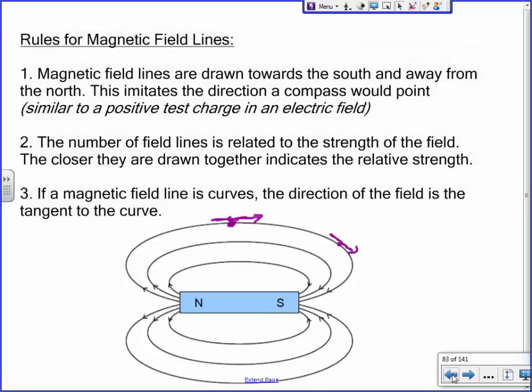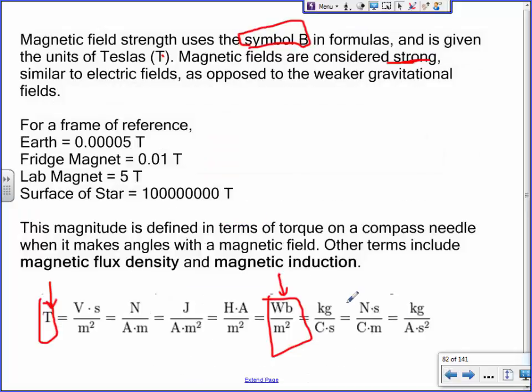I just realized I skipped over something I should talk about back here, these bolded words. When we talk about field strength, you know how there were other words you should know when it came to voltage, like potential difference, electric potential difference. You should be aware that if they talk about either magnetic flux density or magnetic induction, we're talking about the same thing. So those are other words for field strength.